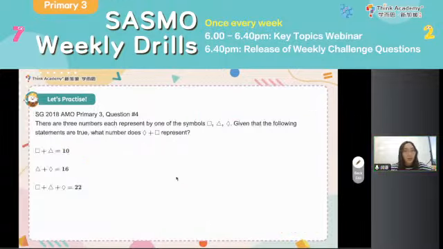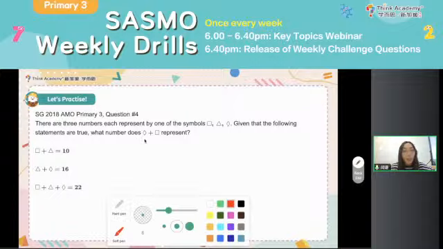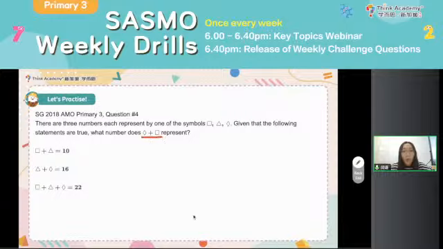Now, move on to the next one. There are three numbers each represented by one of the symbols: square, triangle, and diamond. Given that the following statements are true, pay attention to the question. What number does one diamond plus one square represent? Again, I give you some time. Think about it. There are three equations, so what should we do?